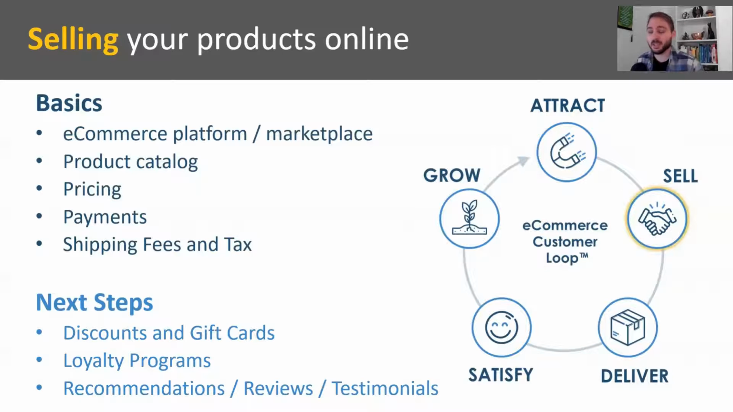Some other things you want to get clear on are your product catalog. What are you actually going to be selling online? Are you going to have a really large product catalog or a really small focused one? You also want to think about pricing. How much are you going to sell these products for? You want to make sure that your customers are comfortable paying these prices, but you also want to make sure that you're capturing high enough margins to keep your business afloat.